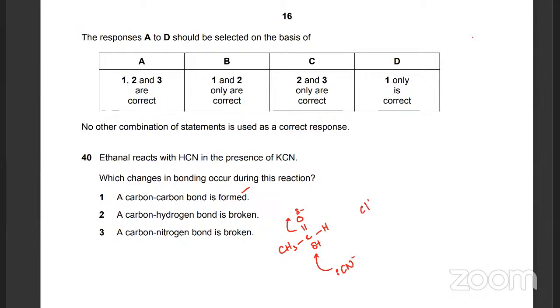And the next step, you have O minus, the CN bonds at the bottom. And finally, you have H plus, which gets attracted to it. So a carbon-carbon bond is formed. That is true. You got a carbon-carbon bond. The first one is correct. That is what is getting formed.